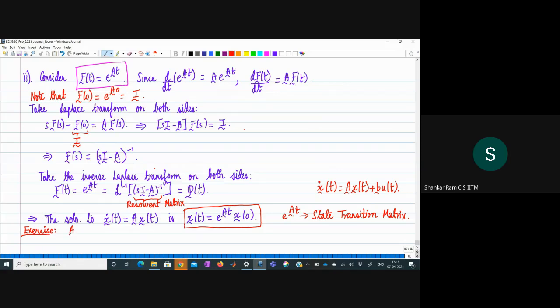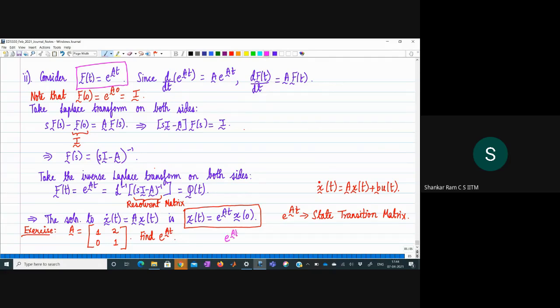Consider the matrix A. Let us say the matrix A is 1, 2, 0. What I want you to find is e power At, using the Laplace inverse of (sI minus A) inverse. So you can find sI minus A, take its inverse, and then find its Laplace inverse. Then you will be able to find e power At.